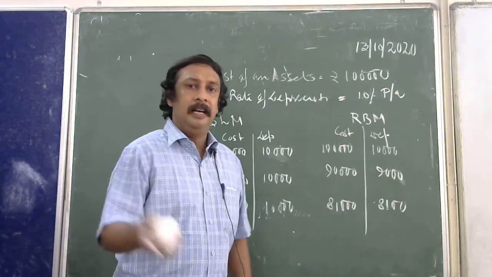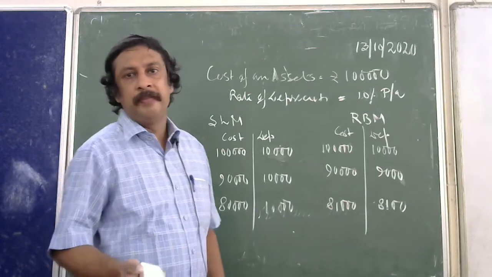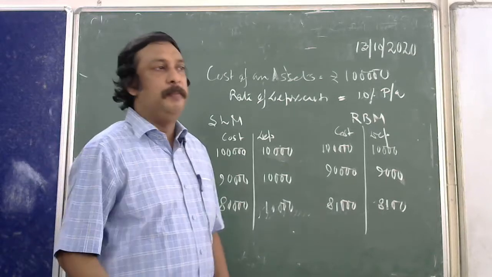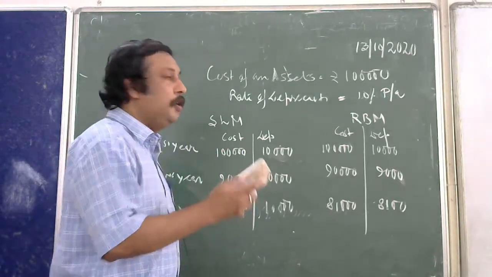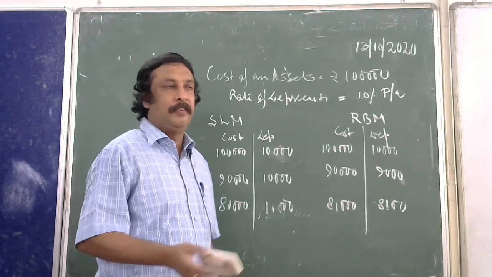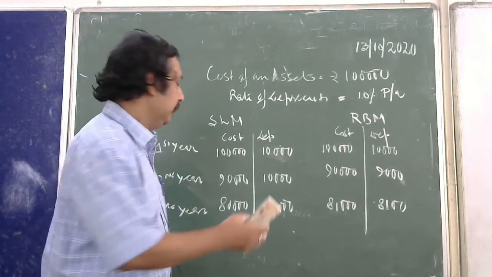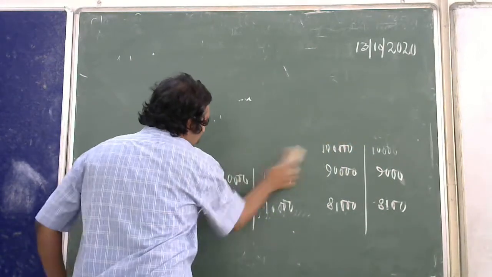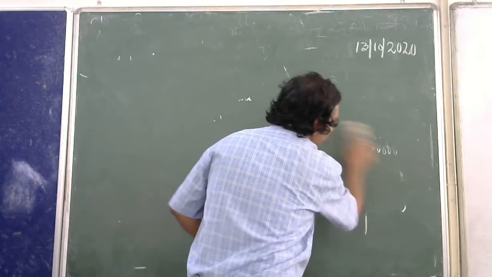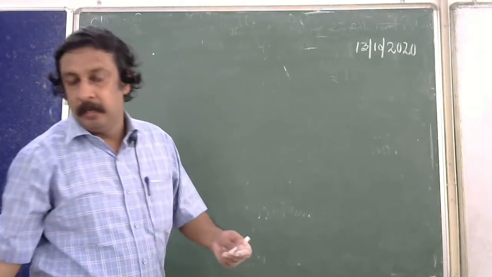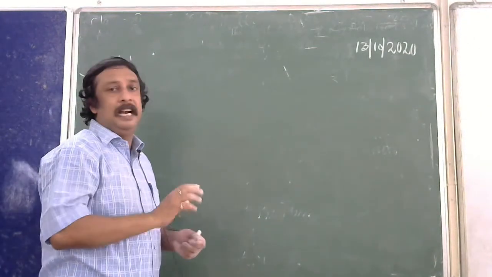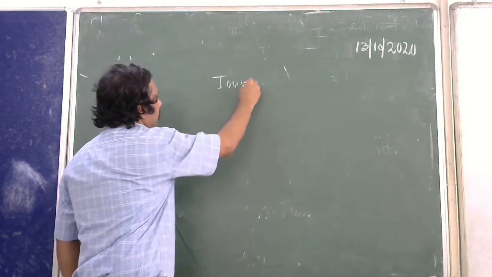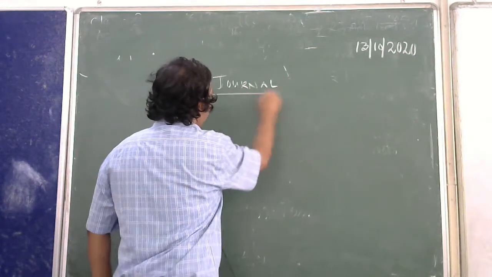Students, let me now introduce the numericals relating to depreciation. Before I introduce the numerical, you must know the journal entries relating to depreciation. So, let me record the journal entries relating to depreciation so that I can start the numerical in my next class. Okay. Now, journal entries relating to depreciation.